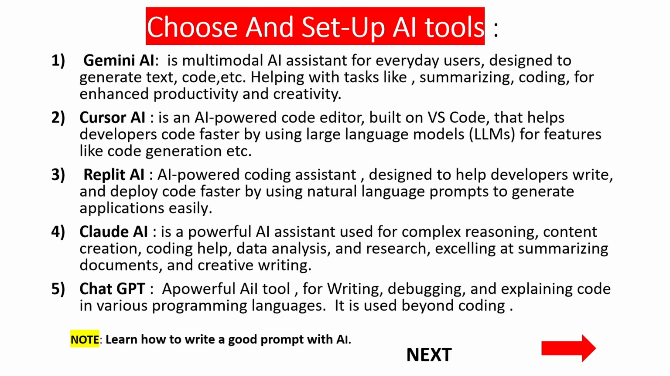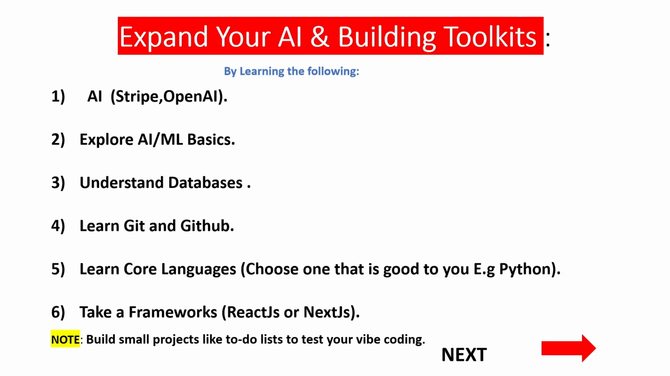The next step is to expand your AI and building toolkits. What am I trying to say here? You need to expand the AI and building tools you use in order to be a vibe coder. They include knowing and understanding tools like Stripe and OpenAI, and understanding the concepts. Next, explore AI and ML basics. You need to understand artificial intelligence and machine learning basics.